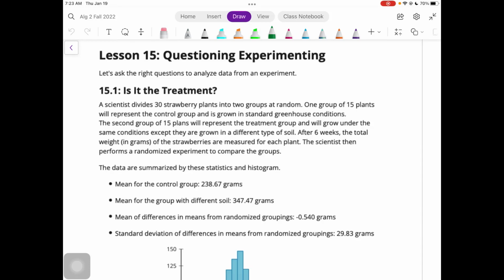Okay, so Unit 7, Lesson 15, Questioning Experimenting. Let's ask the right questions to analyze data from an experiment. 15.1, is it the treatment?